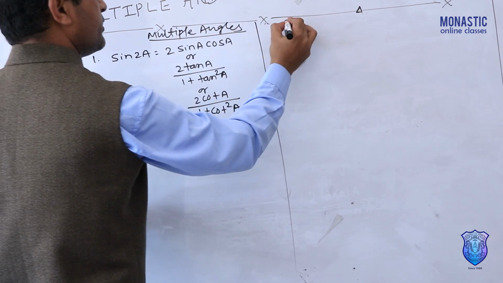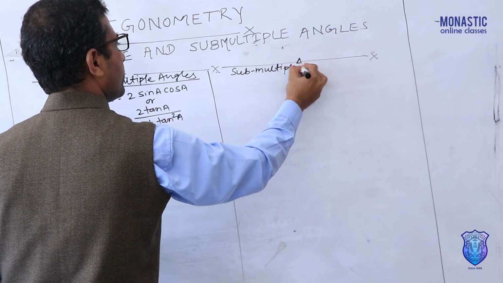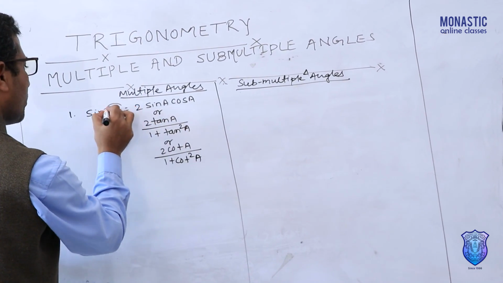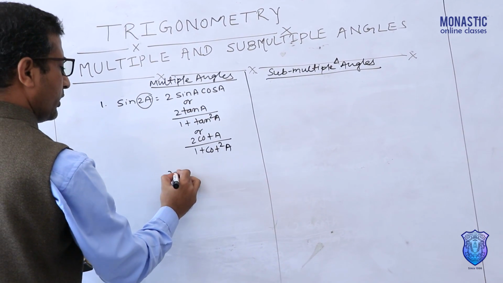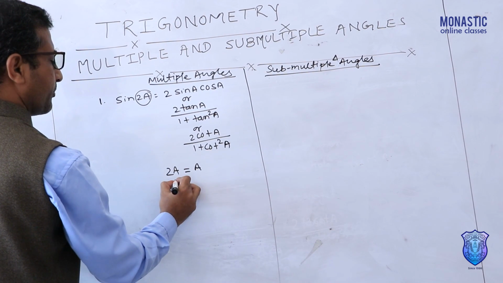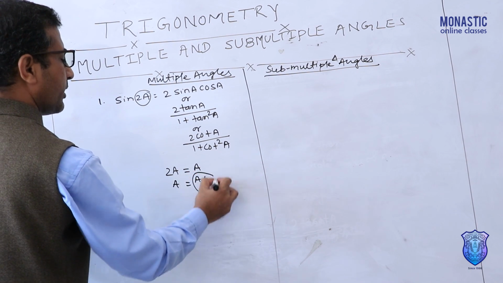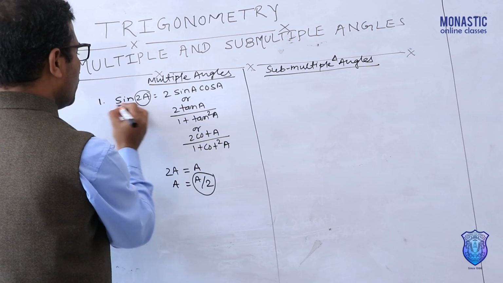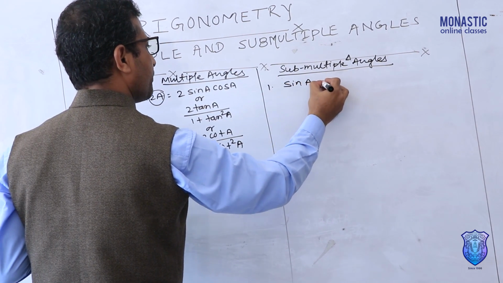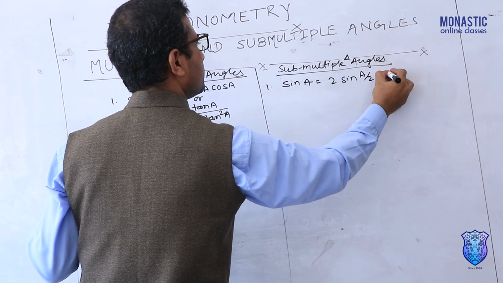To convert this into submultiple, what we have to remember is that 2A is substituted by A. Then wherever there is A, we must substitute it with A by 2. So where there is 2A, we write A, and where there is A, we write A by 2.